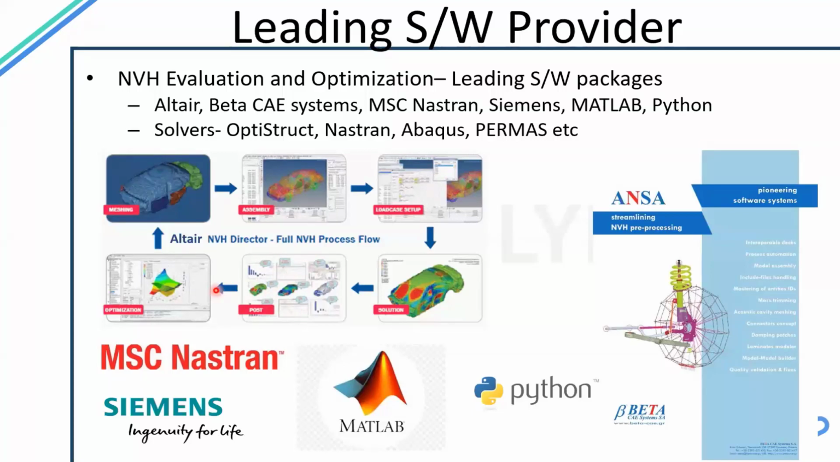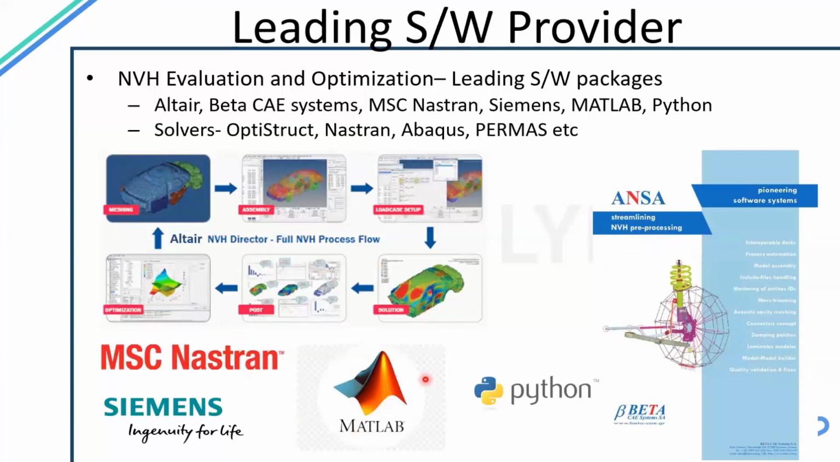Then we can also do optimization. For example, we can define an optimization problem with a certain goal and some constraints. Say the maximum amplitude of vibration, or maximum response, that I can have is only 5 mm, with a constraint of 2 mm thickness for the structure. In this way, you can get an optimized solution which satisfies the goal while obeying the constraints. Similarly, ANSA is also one of the leading software providers for finite element problems. Here also we have a streamlined NVH pre-processing tool similar to Altair.